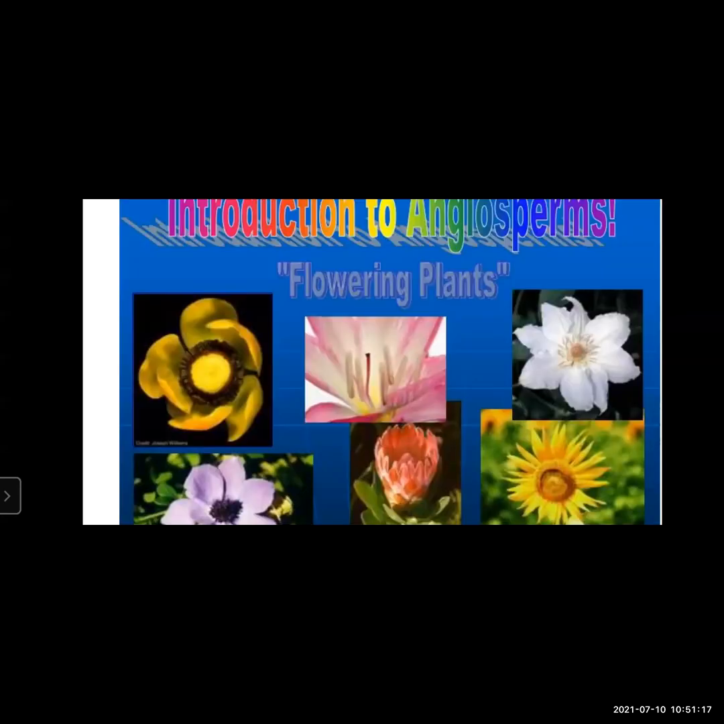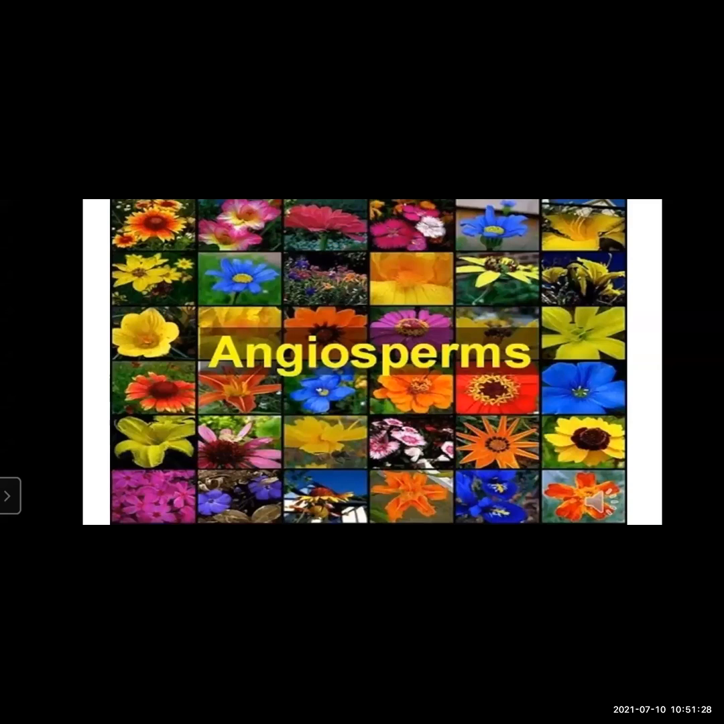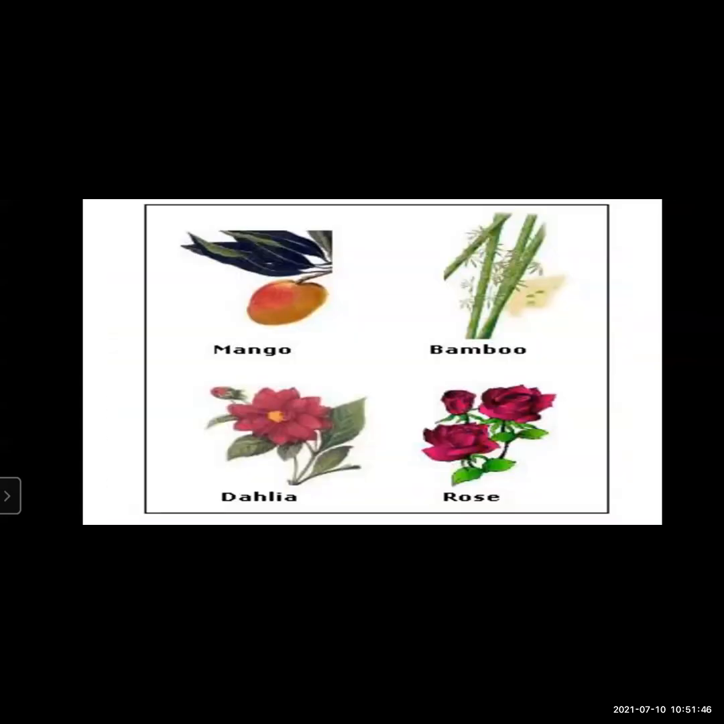So whatever beautiful flowers you see around, those belong to angiosperms. So all these are the examples of angiosperms. All the beautiful flowers, whether it is rose or dahlia or sunflower or the flower of mango tree or lily, hibiscus and everything, all colored flowers, they all belong to angiosperms. You can see here mango, bamboo, dahlia, rose. All these are the examples of angiosperms.